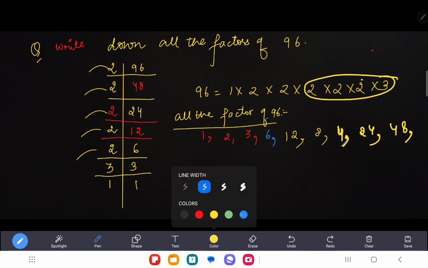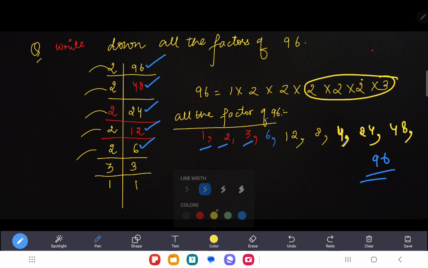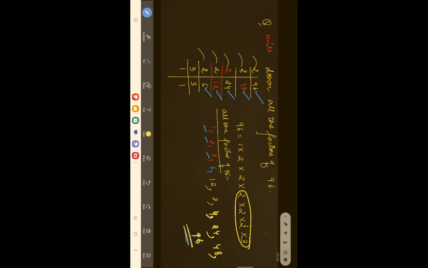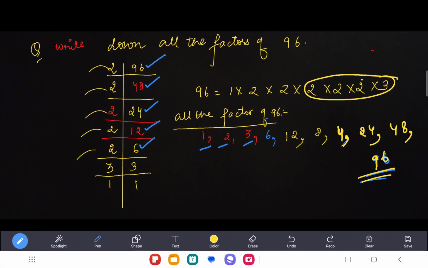And I'll tell you a better trick, Adam. So 1 is a factor, 2 is a factor, 3 is a factor, 6 is a factor, 12 is a factor, 24 is a factor, 48 is a factor, 96 is a factor. Are you understanding? You understand, Adam? So that's how it is going to be. Understood or not? Understood.